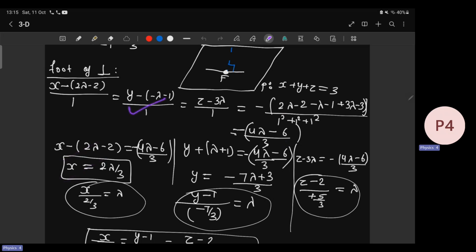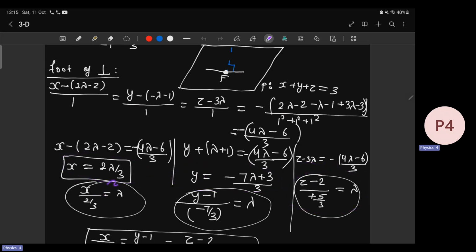Next, we equate this with this. So y plus lambda plus 1 equals this. We got y equals minus 7 lambda plus 3 by 3. And similarly, we did (z minus 3 lambda) upon 1 equals minus 4 lambda minus 6 by 3. All right, so we got our x coordinate, our y coordinate, and our z coordinate.